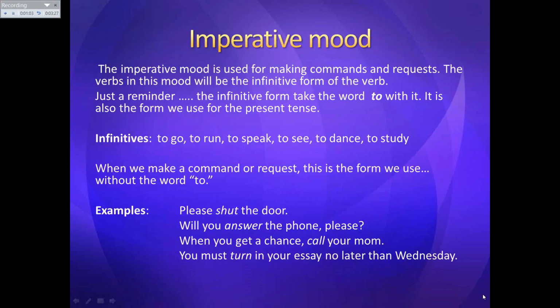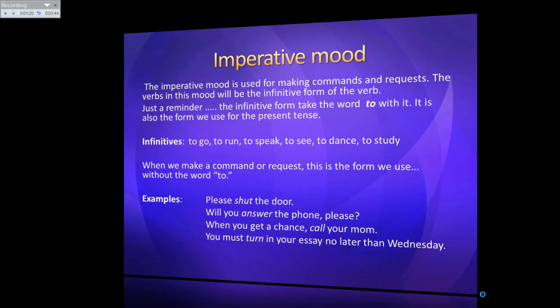You see that all of these are commands. You must turn in your essay no later than Wednesday. But all of these verb forms are from the infinitive. You might think of it as the present tense, but they're the infinitive form. But just remember, the imperative mood is one that gives commands.